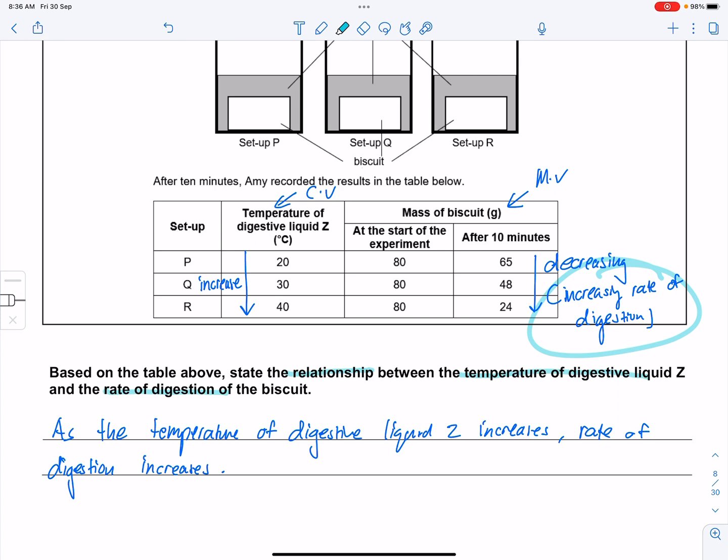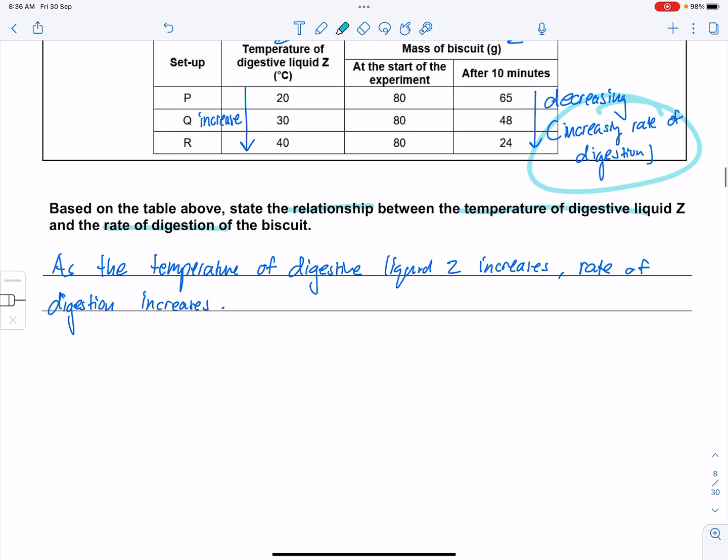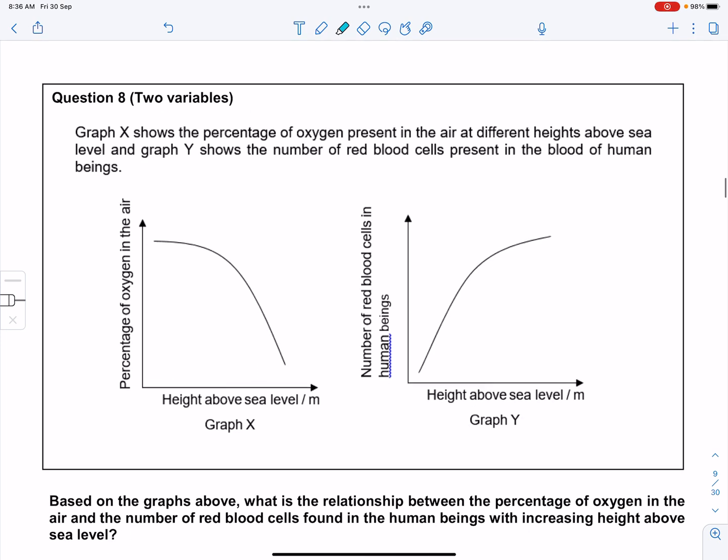So don't be so assuming that increasing light intensity definitely will lead to an increase in photosynthesis. I just wanted to teach forward so that you can make sense when you see such questions. Okay? Next.